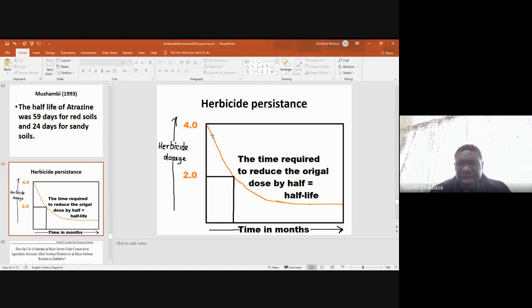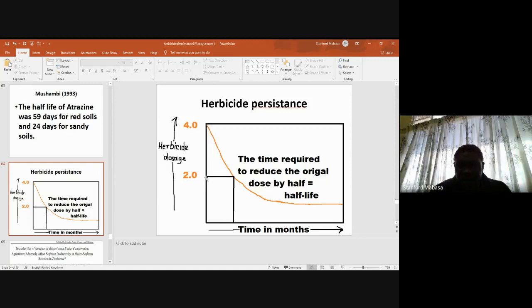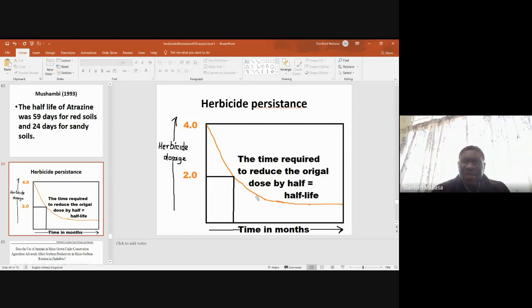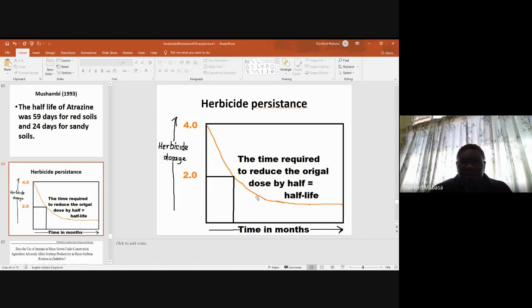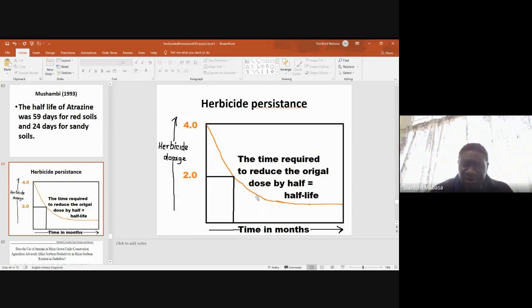But the time taken to reduce this rate to half, which is 2, is what is called the half-life of the herbicide. So the time required to reduce the original dose by half is the half-life. It's a property which is used for herbicides when we are talking about how long they stay within the soil.